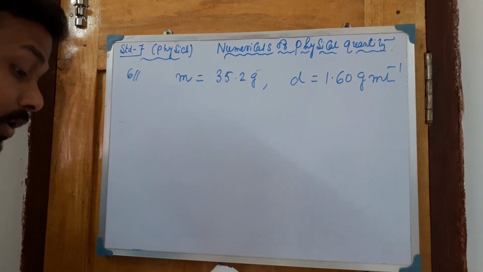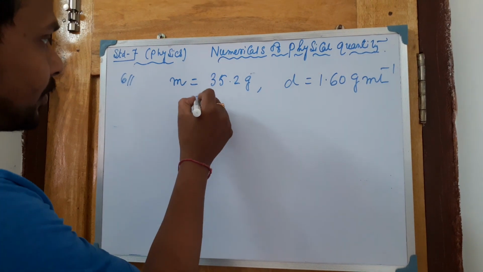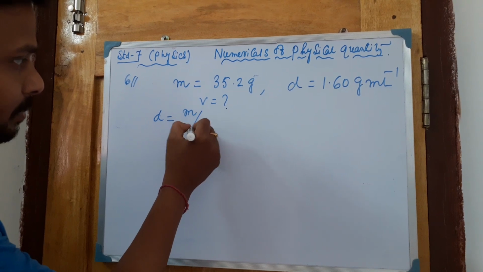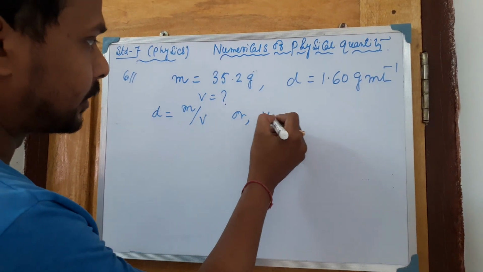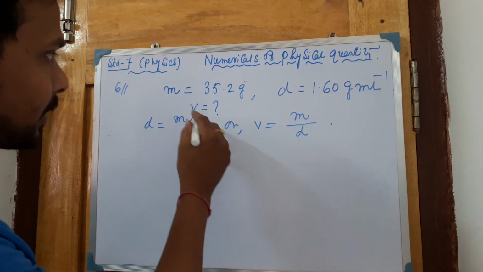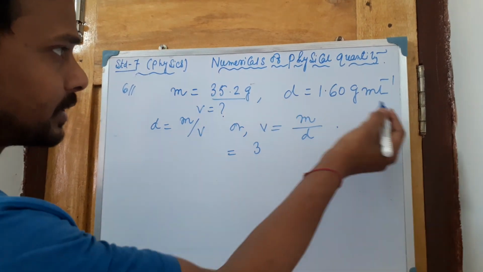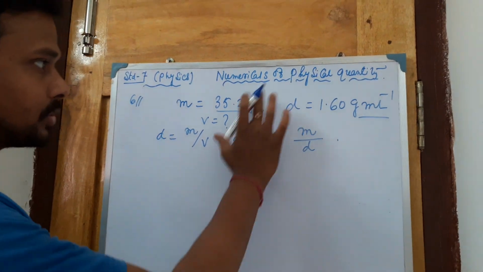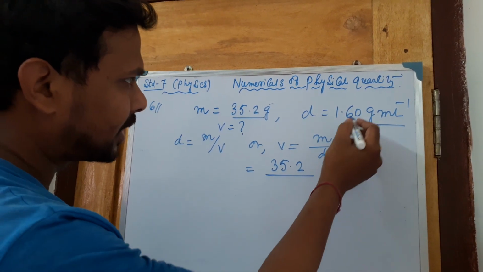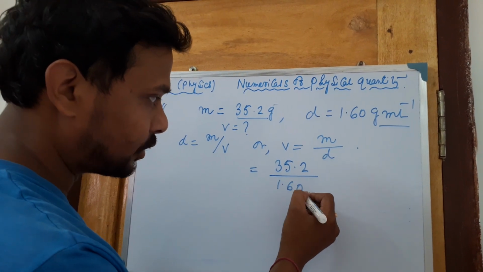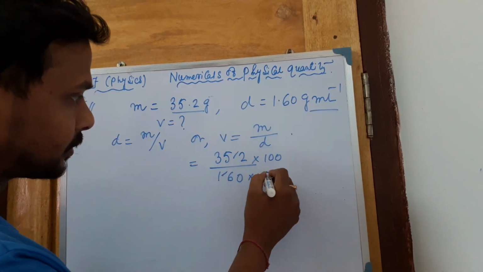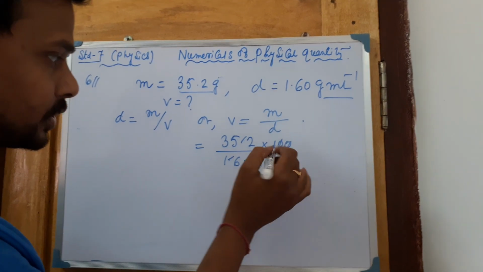So what you are going to calculate is the volume. You know that for density there is only one formula, that is mass by volume, or from here you can write that volume is equal to mass divided by density. Put in the values and check whether they are in the same system of units. They all are. So 35.2 divided by the density, 1.60. From here 10 will come, from here 20 will come, so 10 can be cancelled, 20 can be cancelled.